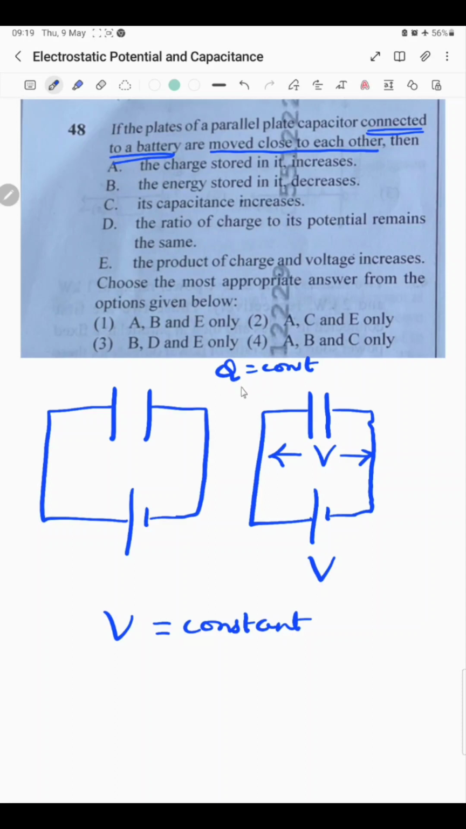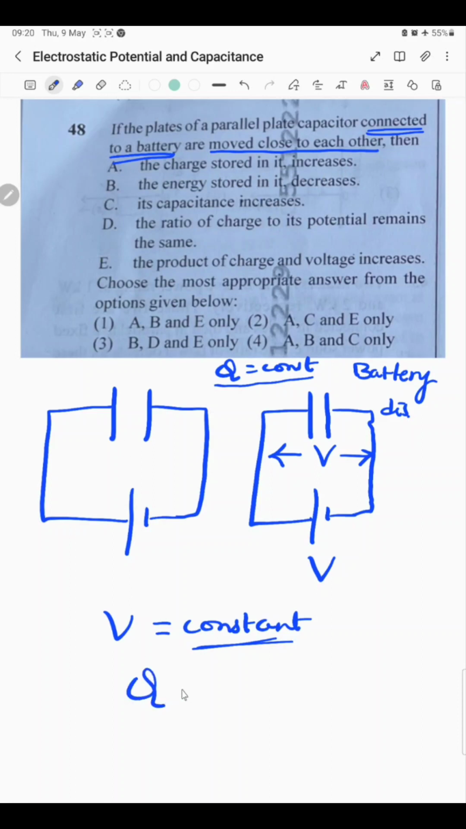If the battery is disconnected and afterwards changes are made, like a dielectric is introduced or the separation between the plates is increased or decreased, then Q will be constant. That is when the battery is disconnected. If the battery remains connected, then you should take V constant. This battery will maintain constant PD across the capacitor plates. Then we will check the first statement: the charge stored in it increases.